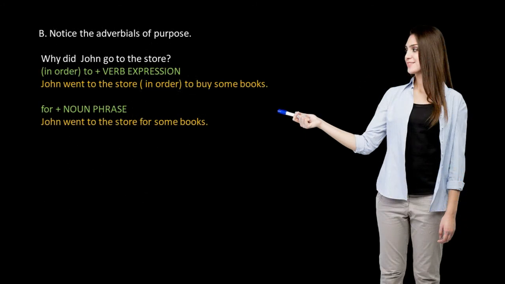Notice the adverbials of purpose. Why did John go to the store? In order to plus verb expression. John went to the store in order to buy some books. For plus noun phrase. John went to the store for some books.